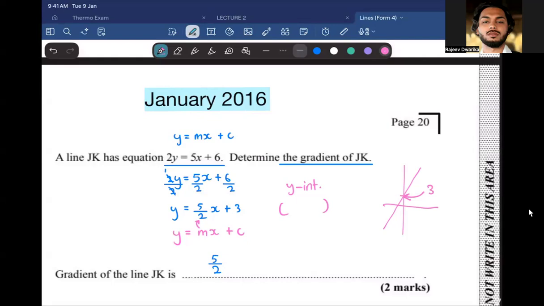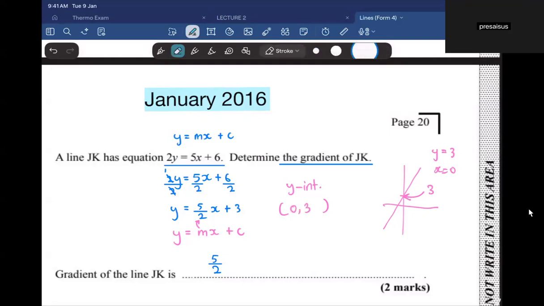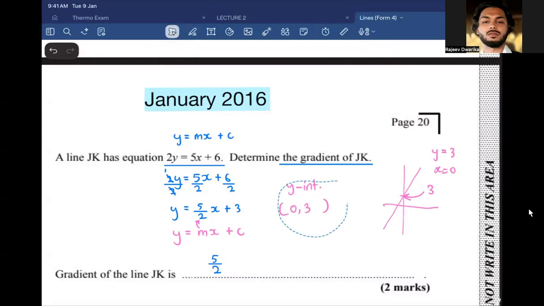Now, if we want to figure out the point, we already know that the y value is 3. So what would the x value be? 0. Yes. So tell me the point then. What would the point be? 0, 3. Yes. I'll leave this little scribble to the side.